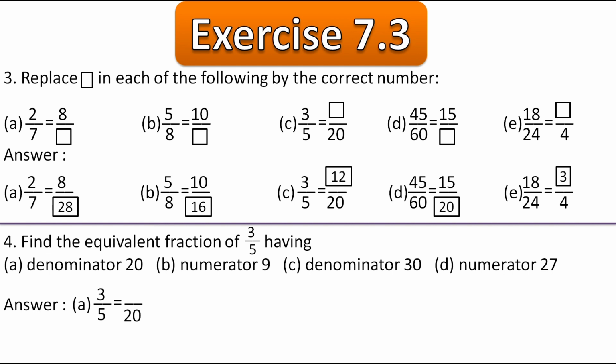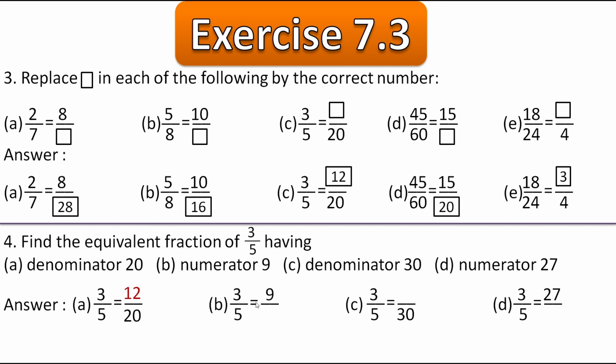So how we are going to write? 3 upon 5 is equal to, at the place of denominator 20 and the numerator place is empty. Okay. Now for this one, numerator as 9, we have to write 3 upon 5 is equal to 9 upon dash. Okay. And for C, 3 upon 5 is equal to dash upon 30. Okay. Now for D, 3 upon 5 is equal to 27 upon dash.